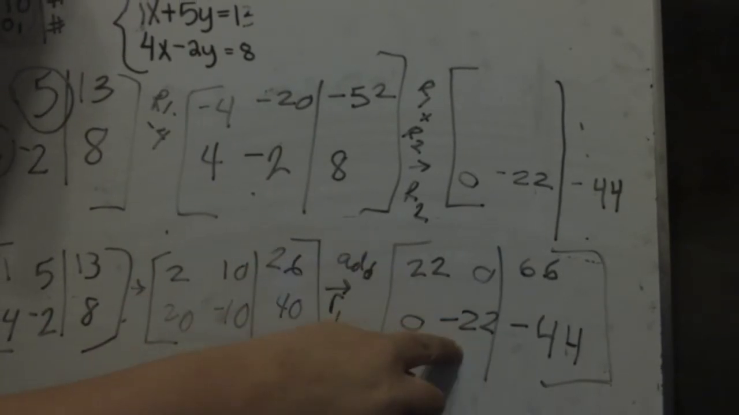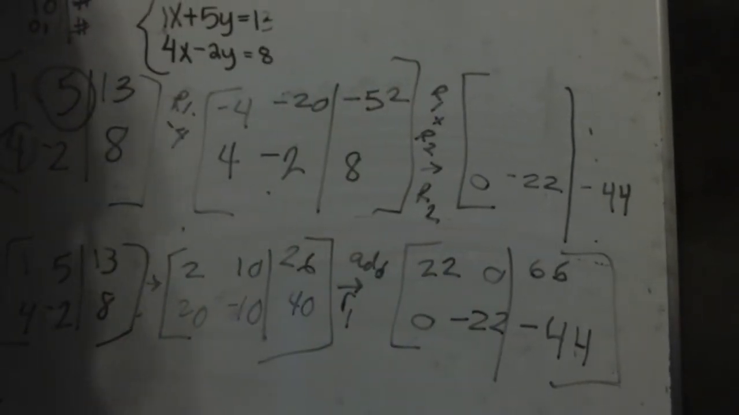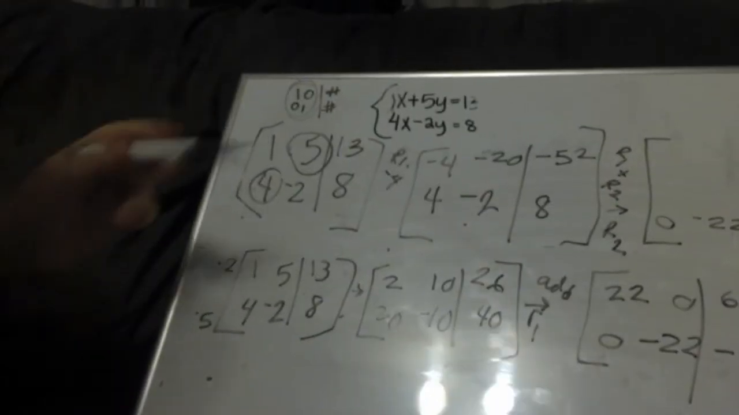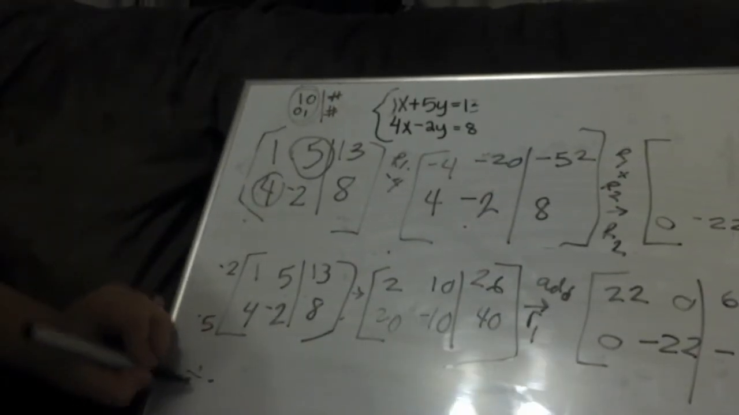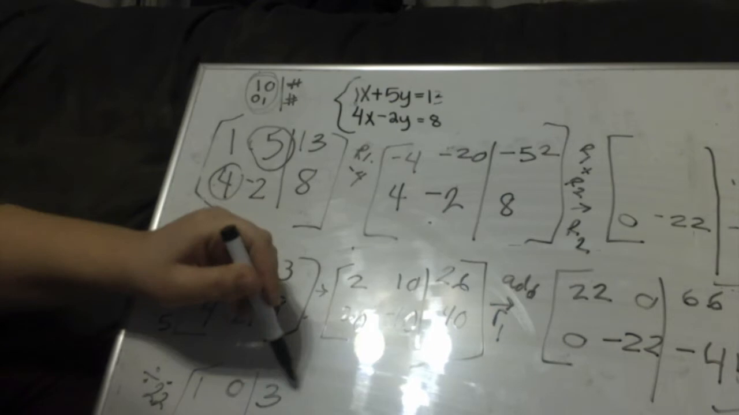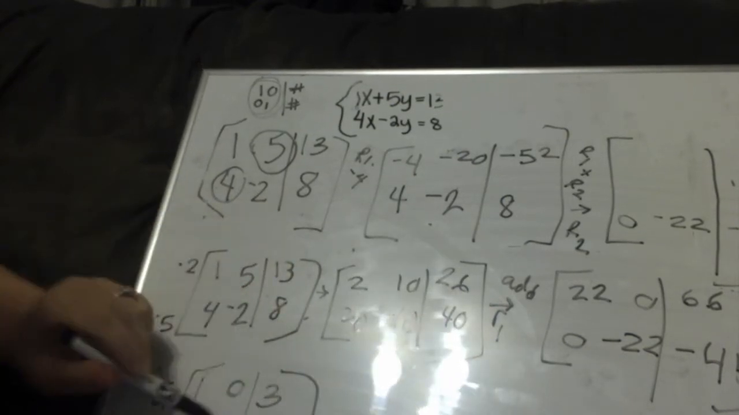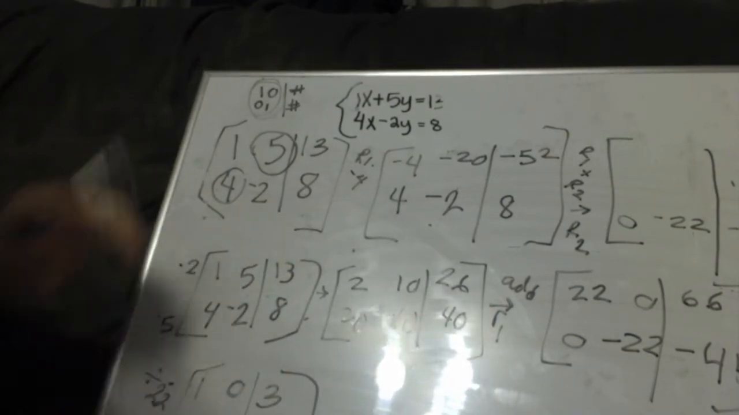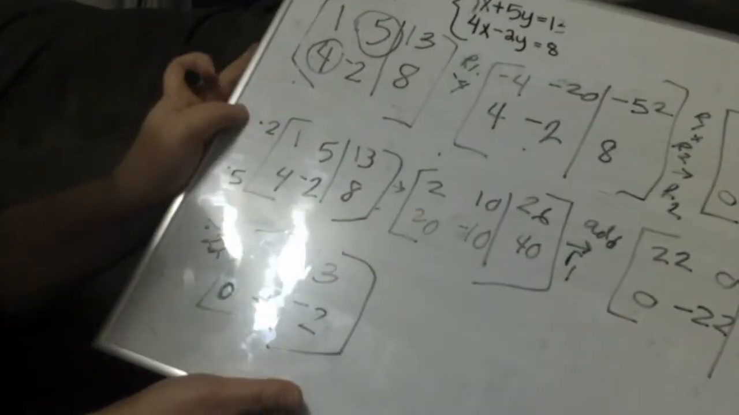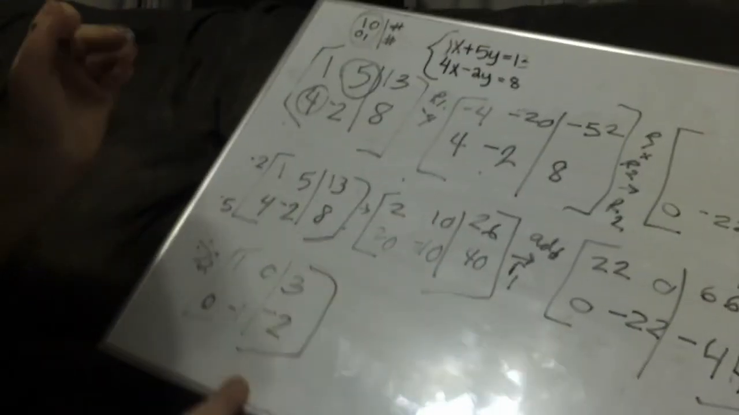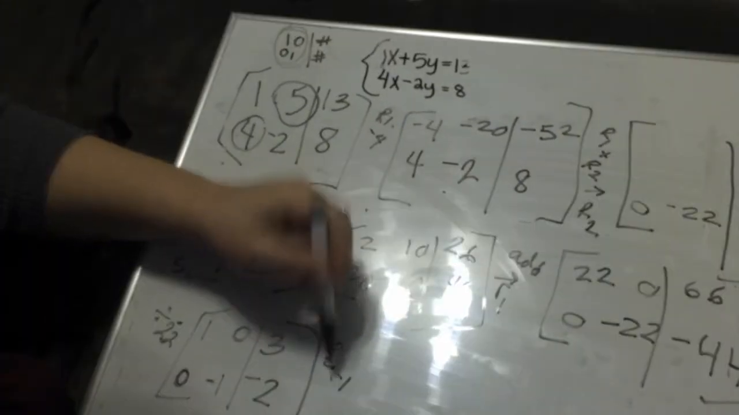So I see that there's a 22 right here and a -22 right here. So I'm just going to divide both rows by 22 and rewrite it over here. Okay, so divide by 22. I'm still not done yet because I don't like that negative right there. So I'm going to multiply row 2 by a -1 to get that negative out of there. Row 2 times -1.